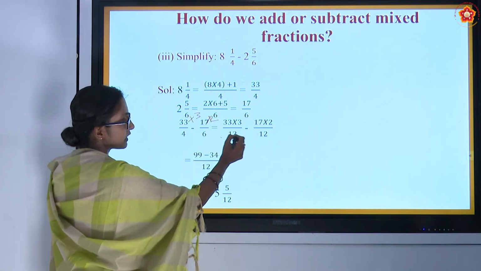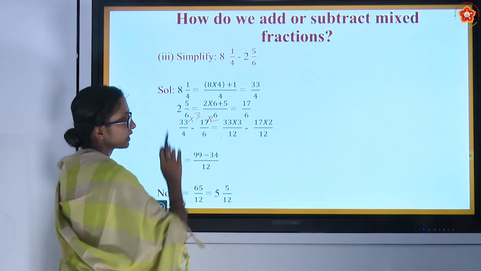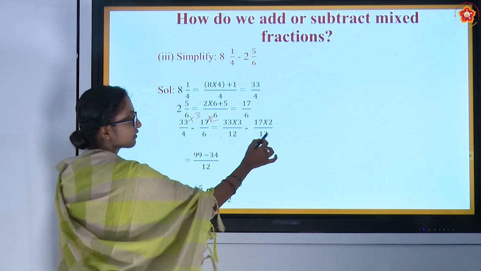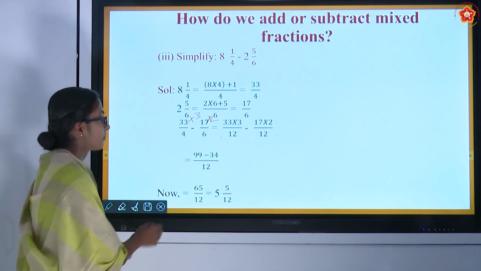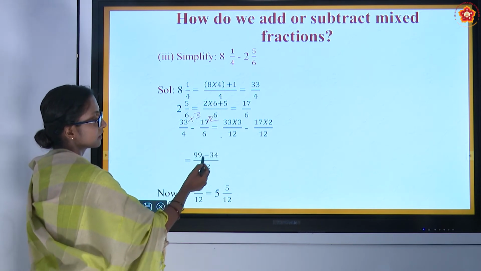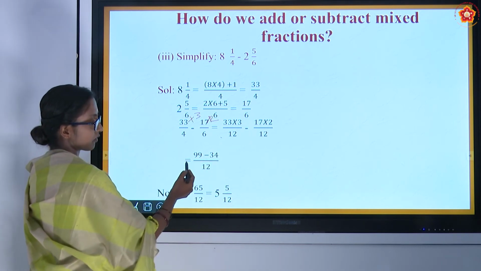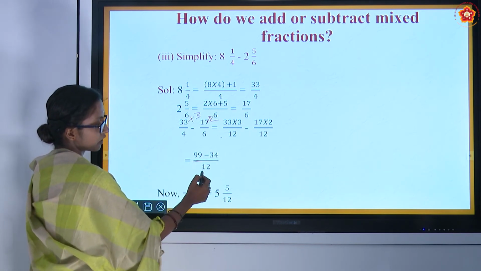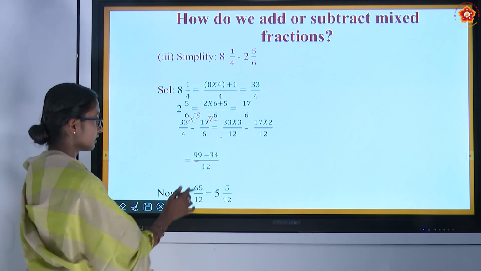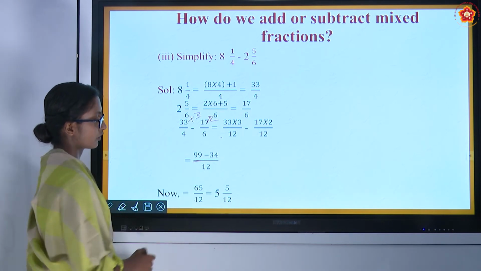33 into 3 divided by 12, because as we got LCM 12, the denominator will be 12, minus 17 into 2 divided by 12. 33 into 3 is 99, minus, as it is, 17 2s are 34, divided by 12. Denominator doesn't change, it remains as it is. Fine. 99 minus 34 is 65 by 12.